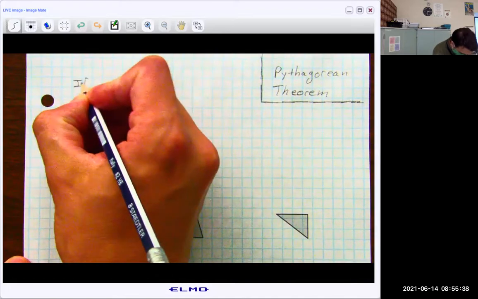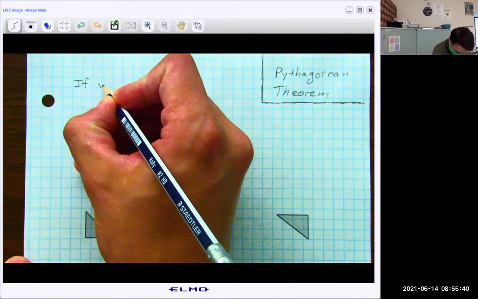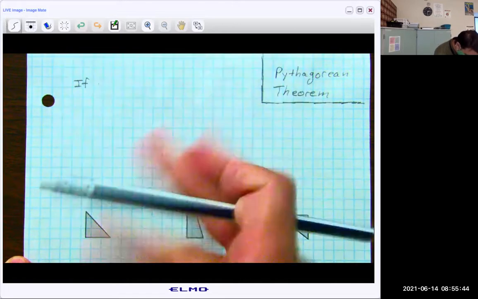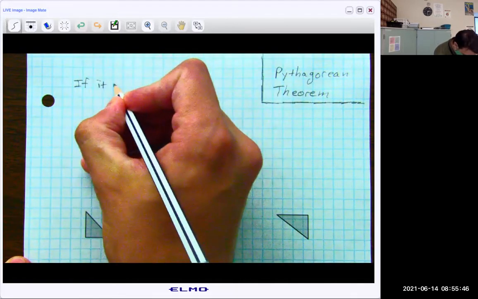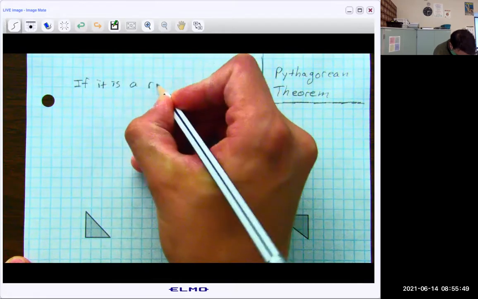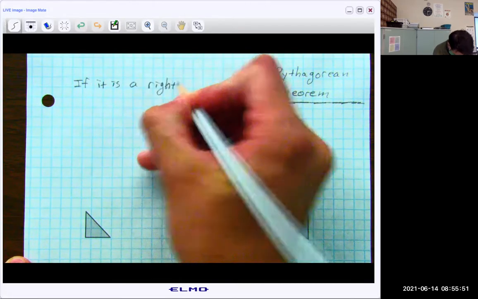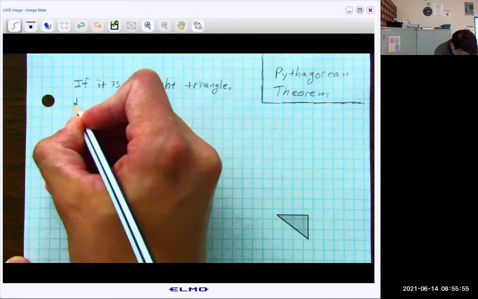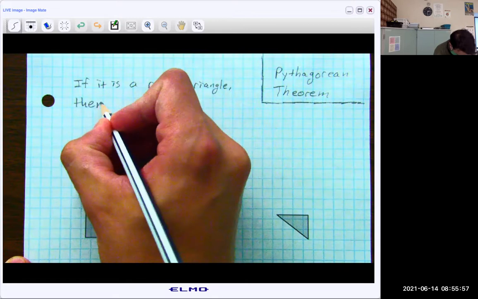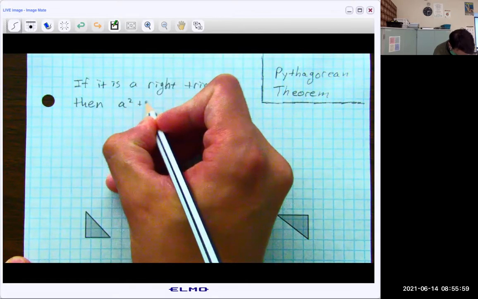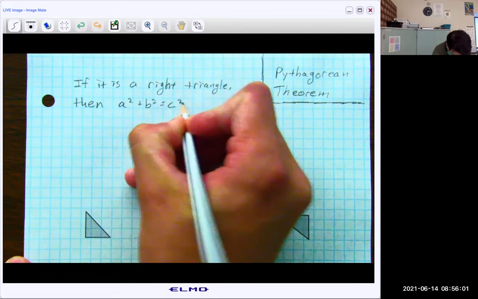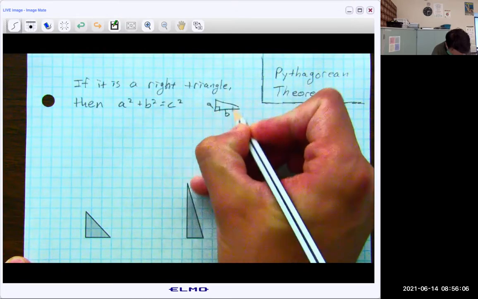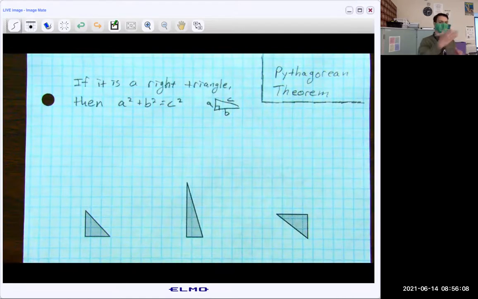If it is a right triangle, then a squared plus b squared equals c squared. And sometimes it's good to draw a little picture to go along with it. A is one side, B is the other side, and C is always the diagonal that connects them.